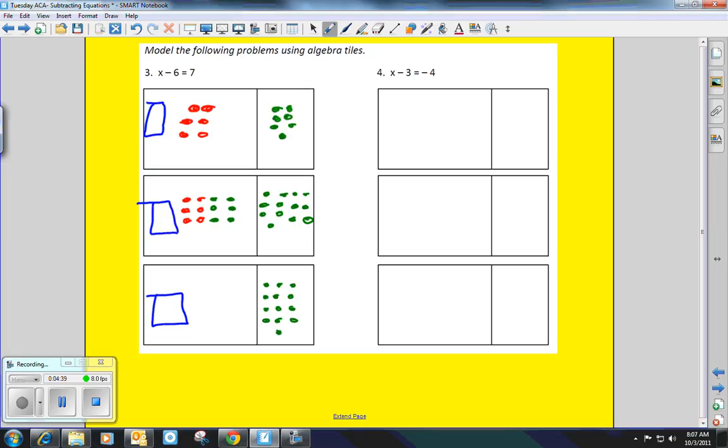Okay, and that's how you model. So go ahead and do that with number 4 over here. Remember that when you're on this right side of the equation, this is the equal sign. This line right here is the equal sign. So you're going to draw your 4 negatives over here on this side.